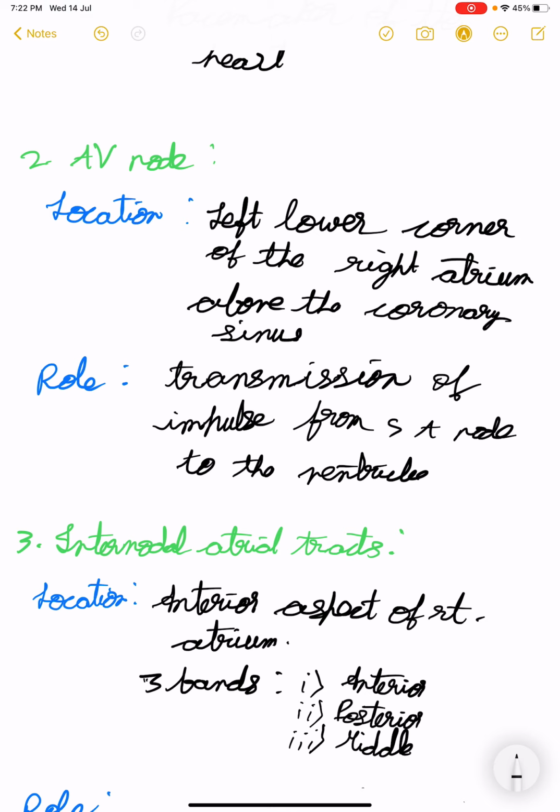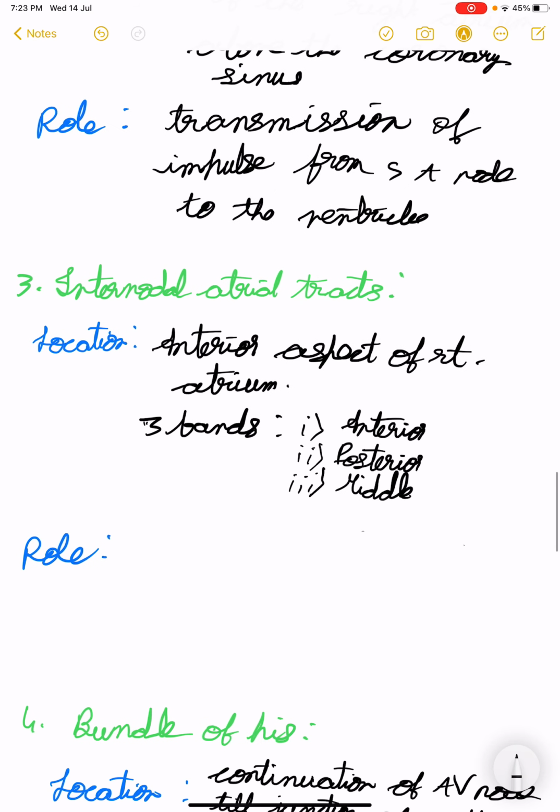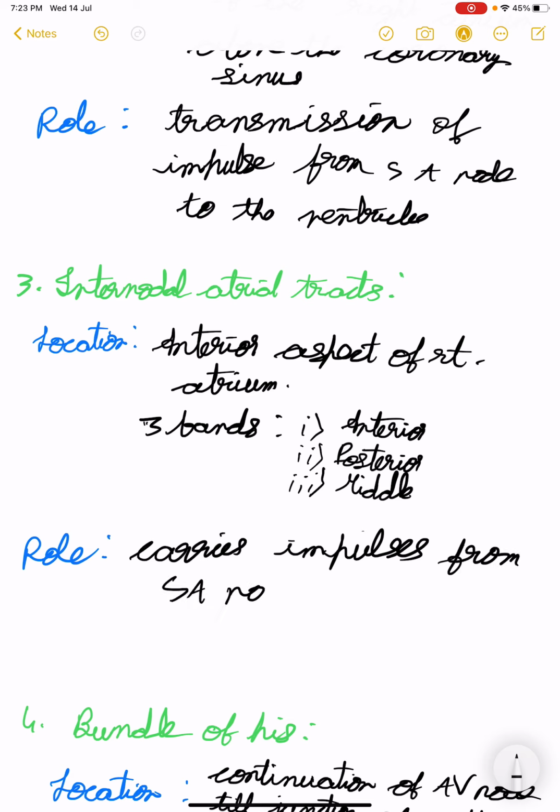Then comes internodal atrial tracts. There are three bands, that is anterior, middle and posterior. It lies on the anterior part of the right atrium, which connects our SA node and AV node. Since it connects SA node and AV node, what will be the function? You can easily guess it. It carries impulses from SA node to AV node.